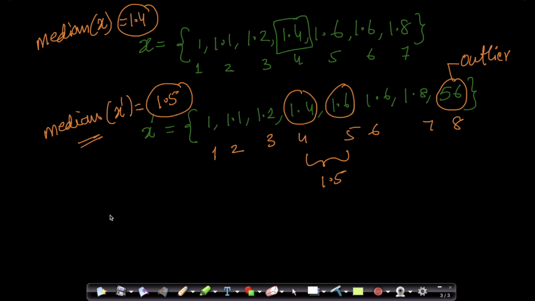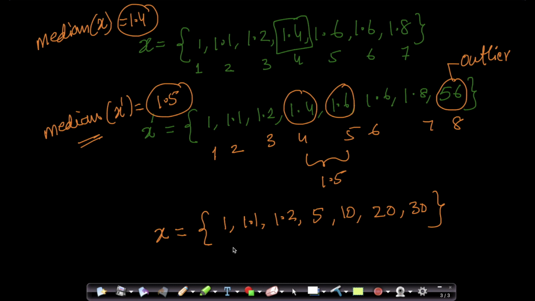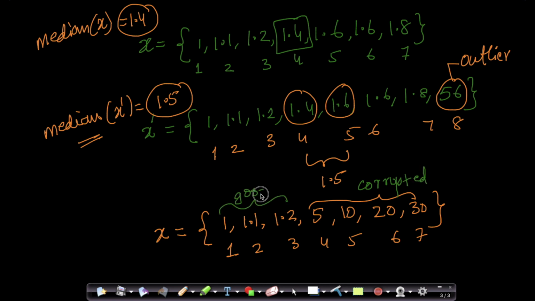Next question is, what if out of the 7 values, 4 of them are wrong? Let's take the extreme case. Let's define a new x. Let's assume I have 1, 1.1, 1.2, 5, 10, 20, and 30. Again I have 1, 2, 3, 4, 5, 6, 7 points. But I have more than half of my points corrupted. I have 7 points, and 4 of them, let's assume, are corrupted. Let's assume all these are corrupted, and these are good or clean points.